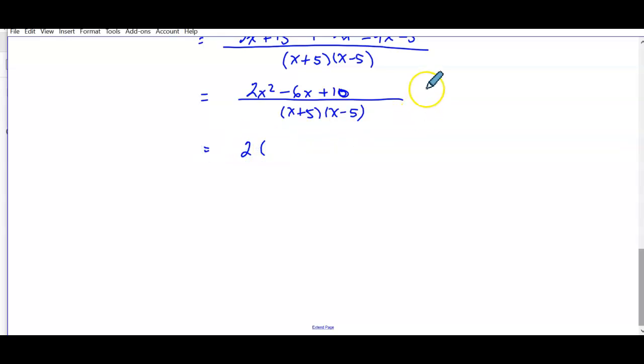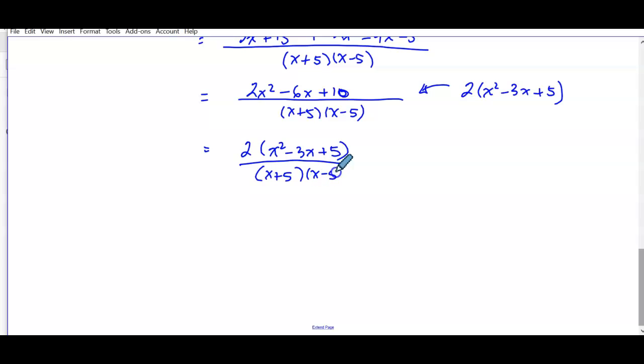Okay, and then factor. So I can see a 2 is common there. So I'm going to factor that on the side and then see if I can factor this again. Are there two numbers that multiply to 5, add to negative 3? No. So that really is the factored form. And that's it. Can't do anything more. So again, either this or this would be correct.